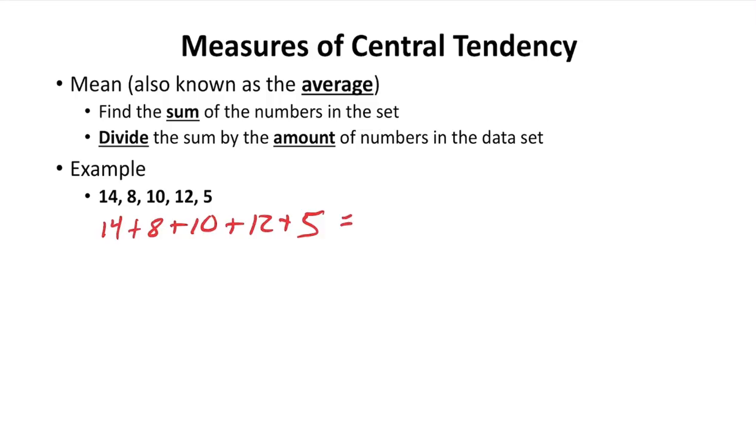So this is 49. Then I'm going to come over and count 1, 2, 3, 4, 5. I have 5 numbers, so I'm going to do 49 divided by 5, and you get 9.8. That's the mean. So to recap, add all your numbers up and then divide by how many numbers you have. Okay?